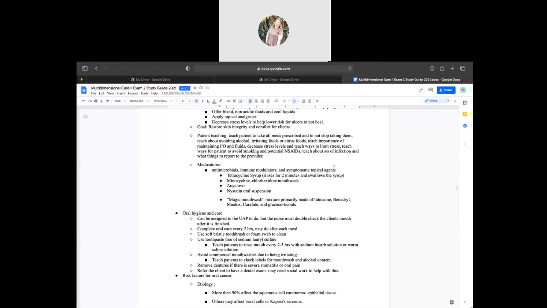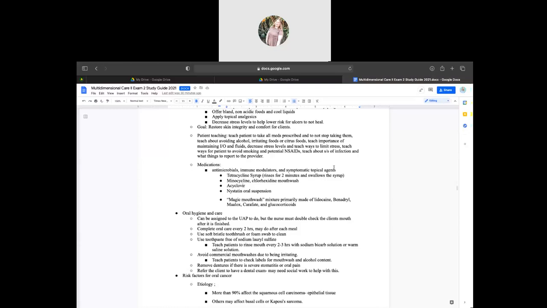Next thing you have to emphasize to your patient is to be on top of your oral care, because oral care will help treat the ulcers and prevent any complications. You can have the UAP do this, but the RN is ultimately the one who's going to double check the mouth after oral care is done. You should usually complete it every 2 hours, and it can also be done after each meal.